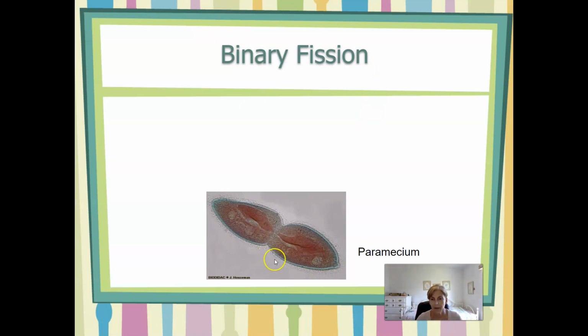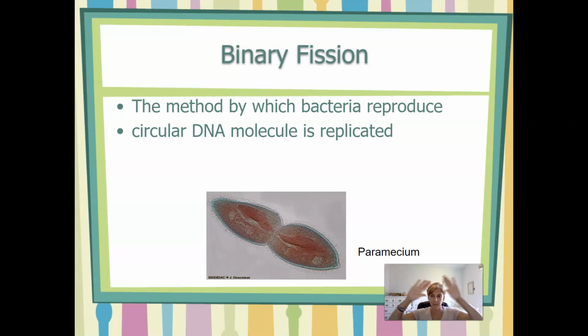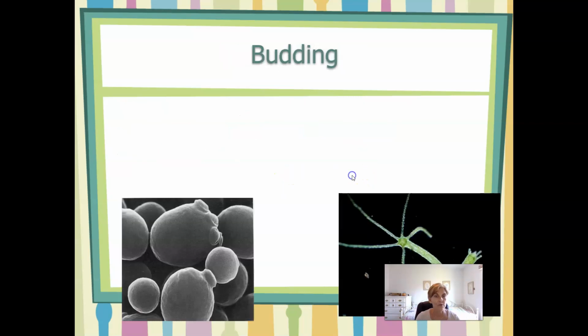This is an example of a paramecium, one of our protozoans, little unicellular water-dwelling organism. So it's true of bacteria. We talked about the circular DNA being replicated, connecting to the membrane, and then the membrane cleaving in between, like it is here in this paramecium. The cell splits into two identical cells, producing clones. That's a word we're going to want to use in the future, clones.